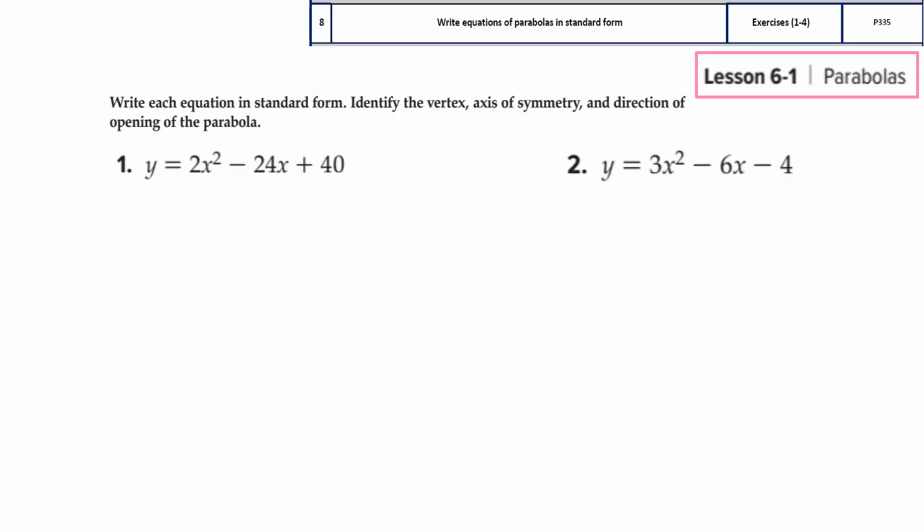Let's start with learning objective 8: write equations of parabolas in standard form. Here in question number 1, you are given the equation of the parabola in general form, meaning y equals ax squared plus bx plus c. We need to convert this equation into standard form, meaning the perfect square form. Definitely we will be using a little bit of algebra, and also the completing the square method for this conversion. Next, we need to find the vertex, the axis of symmetry, and the direction of opening of the parabola, for which we will be using the formula sheet.